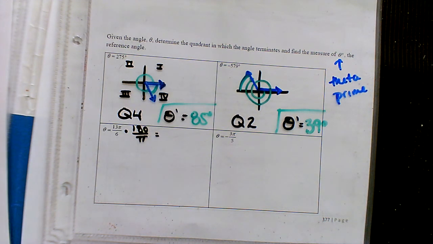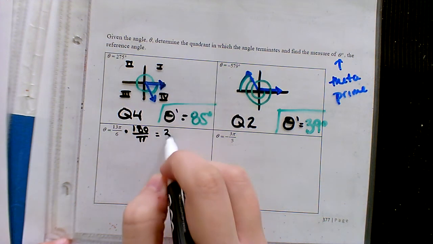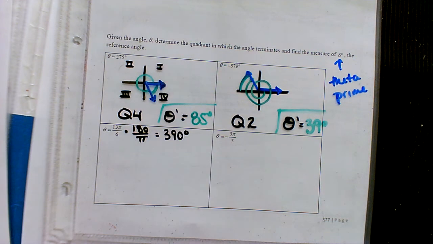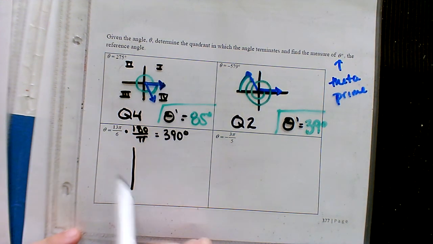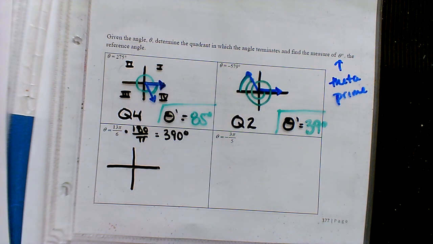What's our congruent degree measurement? Can we get it? Yeah, 390. All right, so instead of drawing an angle that's 13 pi over 6 radians, we could simply draw an angle that's 390 degrees. They're going to be the same exact angle. So let's go ahead and give it a shot.